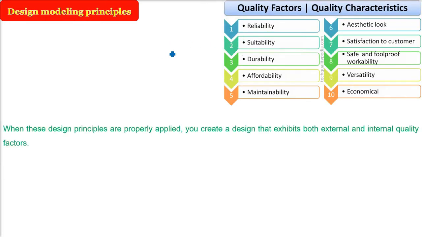Quality. Whatever object or stuff you take from the market, everything makes a difference with quality. So when we are talking about design principles, if they are properly applied, both the external and internal quality factors are exhibited by a good design. So quality can be external, quality can be internal. Quality consists of various things, right?